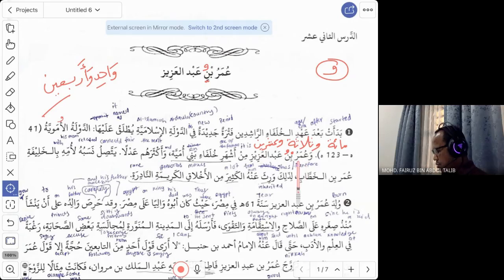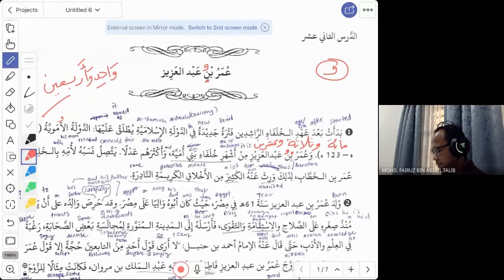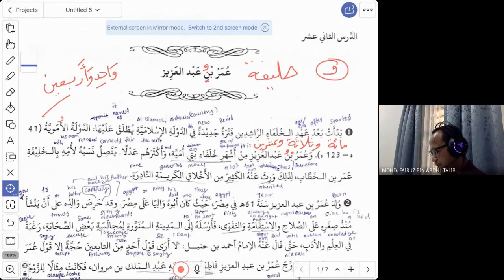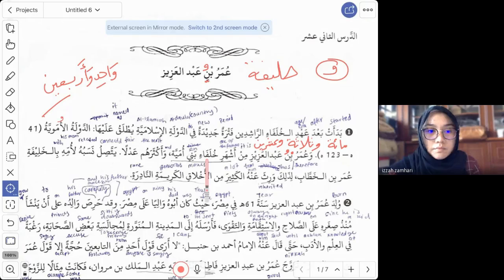Wa Umaru bin Abdul Aziz min ashhari khulafai Bani Umayyah. And Umar ibn Abdul Aziz is among, or one of, the ashhar, the most famous. So this is isim tafdil from the word shahira, ashhar, so the most famous. So one of the most famous khulafa. Khulafa is the jama' for the word khalifa. Bani Umayyah, the word Bani literally means the son, so sons of Umayyah.